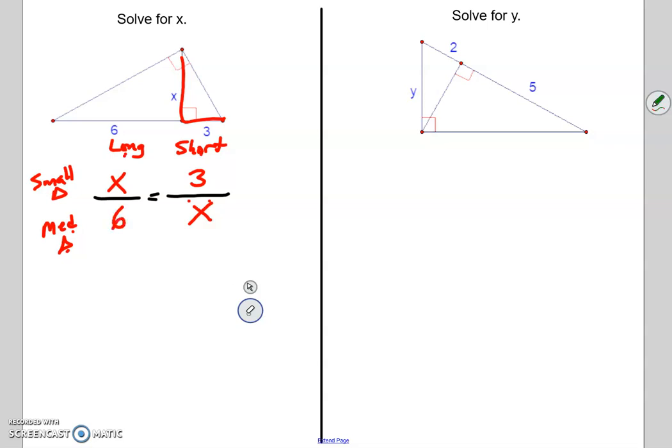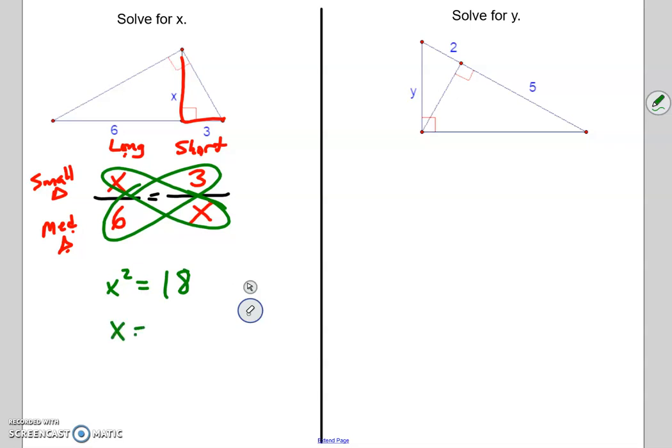So it's pretty clear that we're going to have this value of x being squared, and it's going to be equal to the other cross product. So here we've got x squared equals 18. If I take the square root of both sides, I'd get x equals the square root of 18.